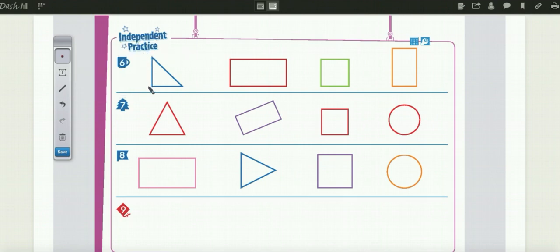So this has 1, 2, 3. 1, 2, 3, 4. This can't be it. 1, 2, 3, 4. So our mystery shape is a triangle.